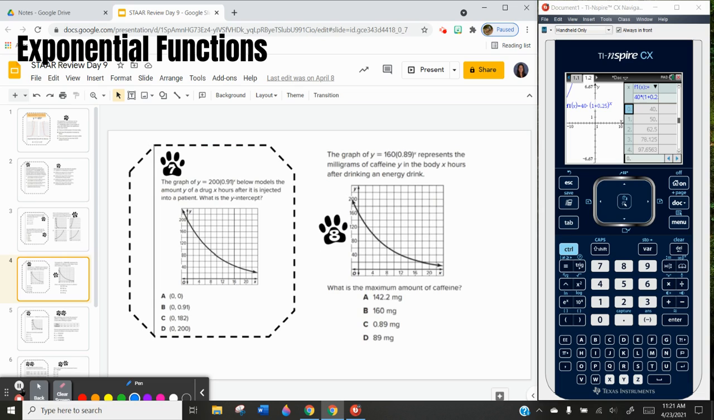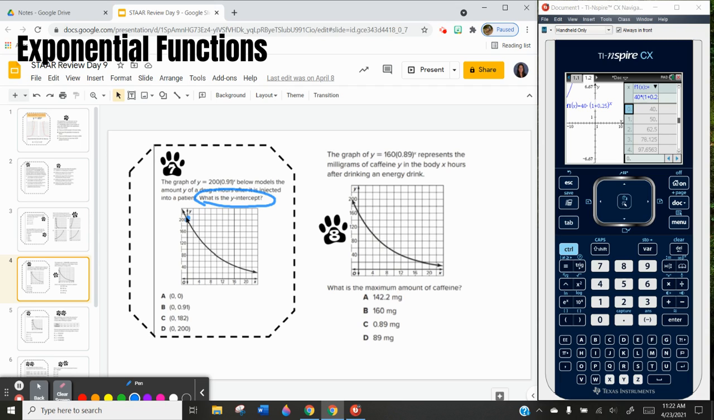Problem number 7. The graph of y equals 0.91 raised to the x power below models the amount y of a drug after x hours after it's injected into a patient. What is the y-intercept? So looking at this graph, they're saying that there were 200 milligrams or whatever they're talking about here injected into the patient, and over the course of time the amount of drug remaining is going down in their system. So like if you take a Tylenol, let's say 200 milligrams, the amount in your body is going down as the hours pass.